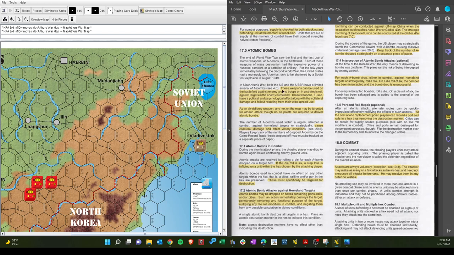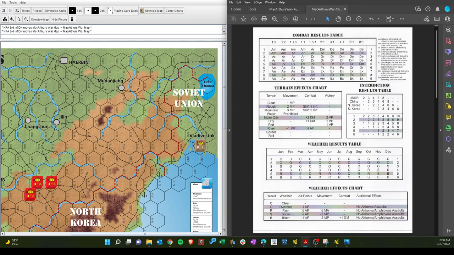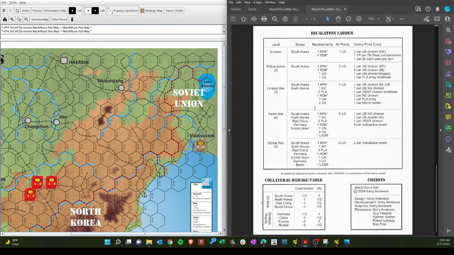These are not as powerful as we saw in NATO 1961. Collateral damage, fallout result. There will be a table for that. They're air delivered in 1950 and 51. There are no ICBMs, IRBMs, or SSBNs. They all have to be dropped by bombers. A-bombs also cause collateral damage. I think there's a collateral damage table here. Here it is.